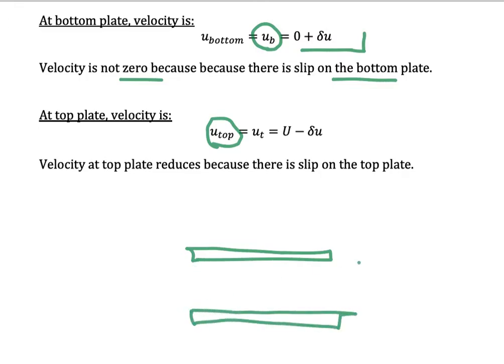The capital U here can be replaced with the capital V. So we have two plates here, and this plate is moving at V velocity. In this situation, V is equal to U. So it is okay. The important thing is that you know how to modify your previous answer about the boundary condition to fit the slip condition situation.